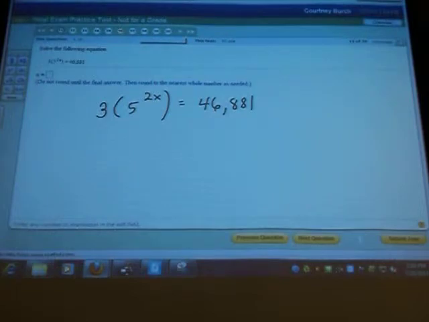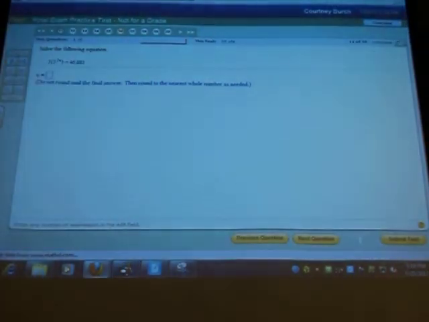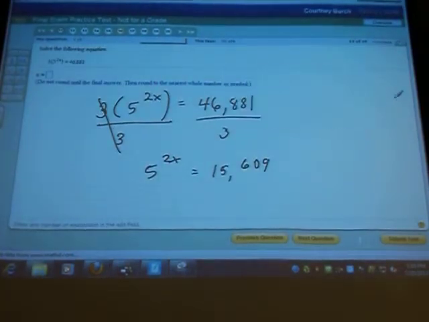So what do I want to do first? You want to divide by 3. Divide both sides by 3 so that I can get the stuff raised to a power by itself. Okay, that should give me a whole number when I divide. I got 15. Yeah, that's what I got.